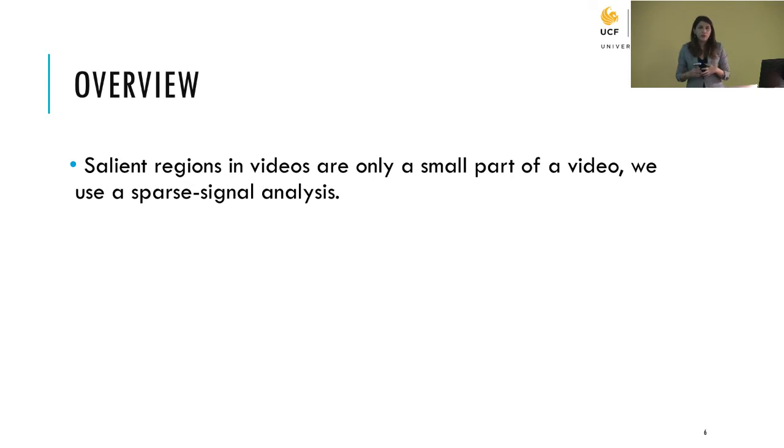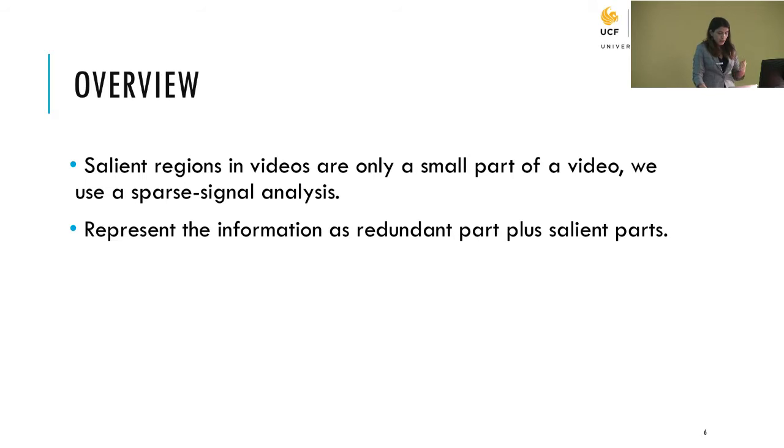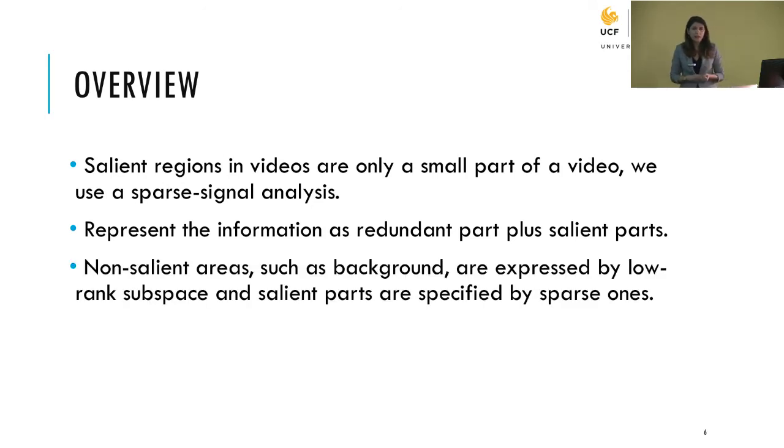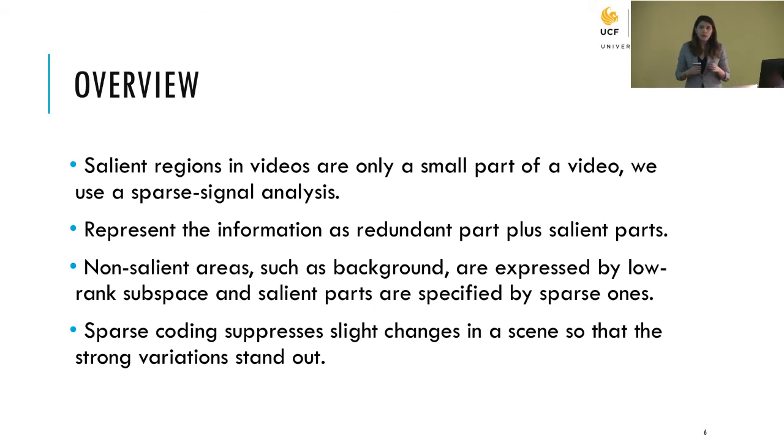We based our method on the assumption that the salient part of the video or image occupies only a small portion of the video. So we use sparse signal analysis. We can represent the information as redundant plus salient, or sparse, part. Non-salient areas such as the background can be expressed as a low-rank subspace, and the salient part can be expressed as a sparse subspace. Also, sparse coding suppresses the slight changes, so the significant changes and variation can stand out.